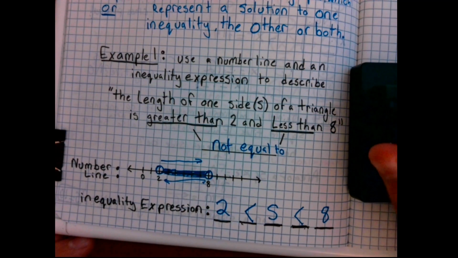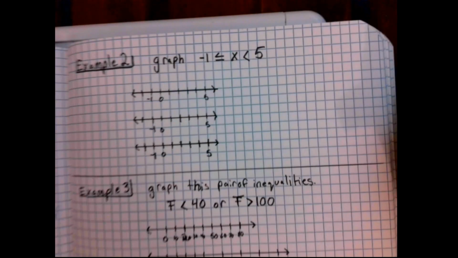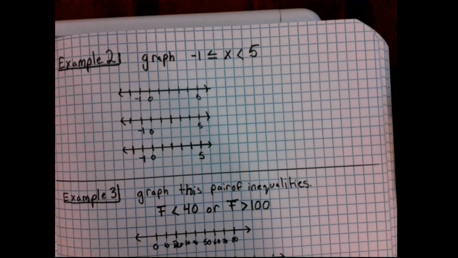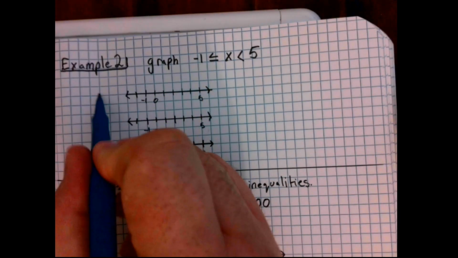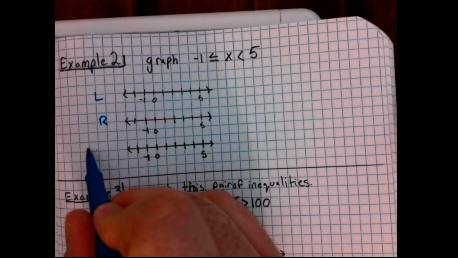Moving on to example 2. Now, example 2 says graph negative 1 is less than or equal to x, and x is less than 5. Now, to do that, I'm going to break this up into the left side, the right side, and the whole thing.